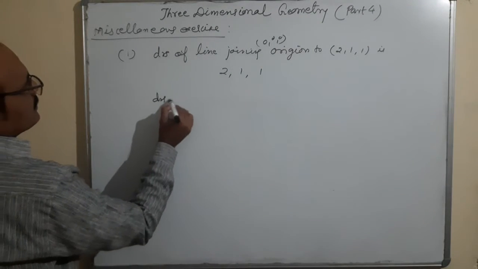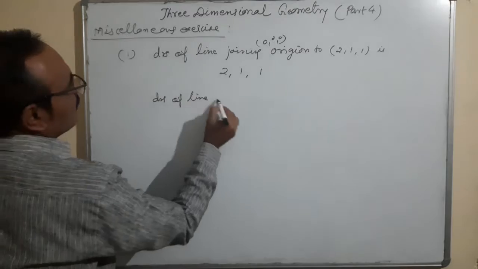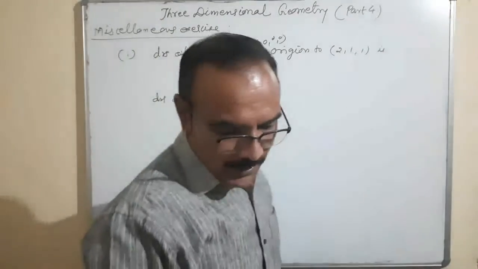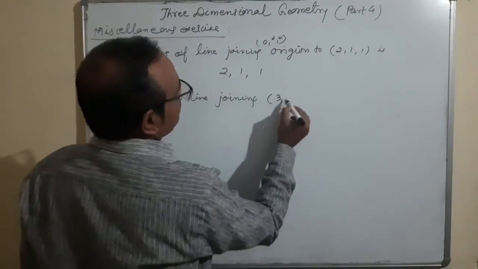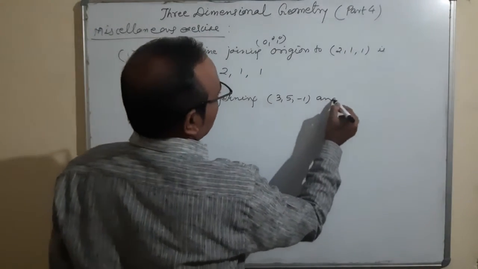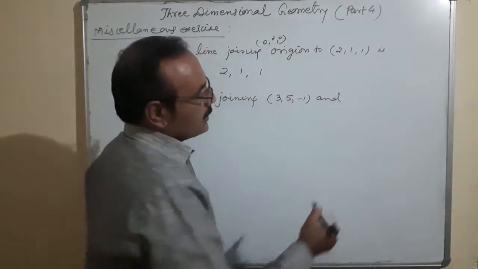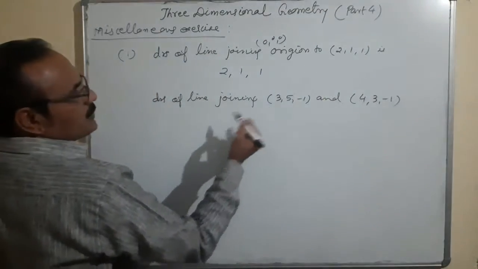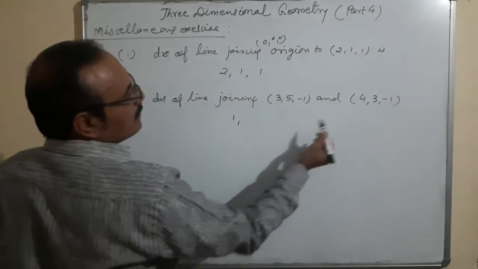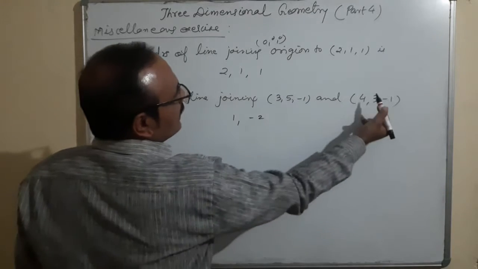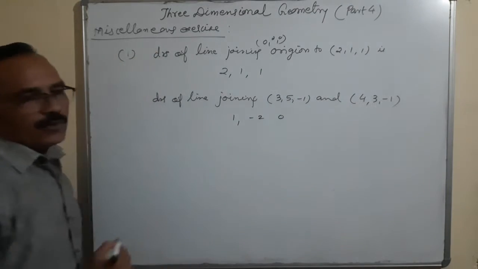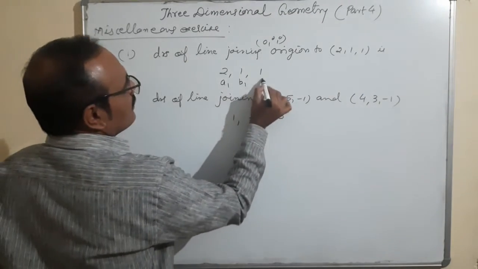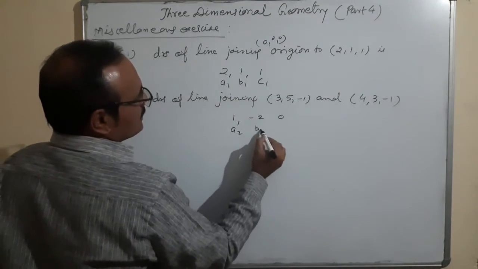Direction ratios of the line joining the two points (3, 5, -1) and (4, 3, -1). Here the direction ratios are 4 minus 3, which is 1, 3 minus 5, which is -2, and -1 plus 1, which is 0. This we can consider as a1, b1, c1, and the other as a2, b2 and c2.